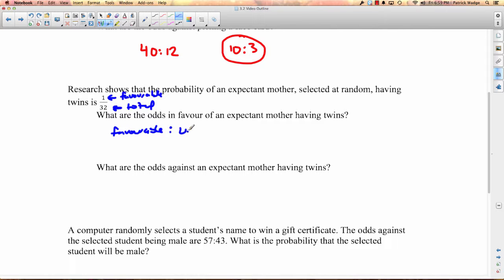What we want to do is a favorable to unfavorable ratio. Okay, well the favorable is no problem. We have it right there. The favorable amount is 1. What's the unfavorable amount? Total there's 32. One of them's favorable. How many are unfavorable? 31. So the odds in favor of having twins is 1 to 31. What's the odds against having twins? We'll just switch them around, right? So it's going to be 31 to 1.